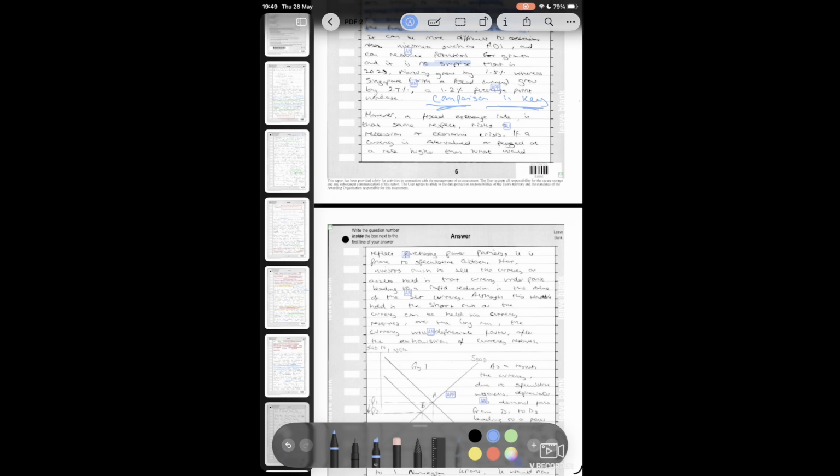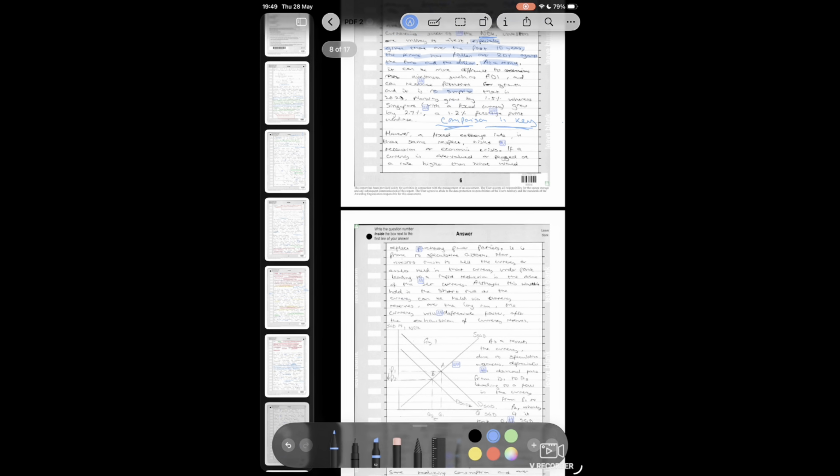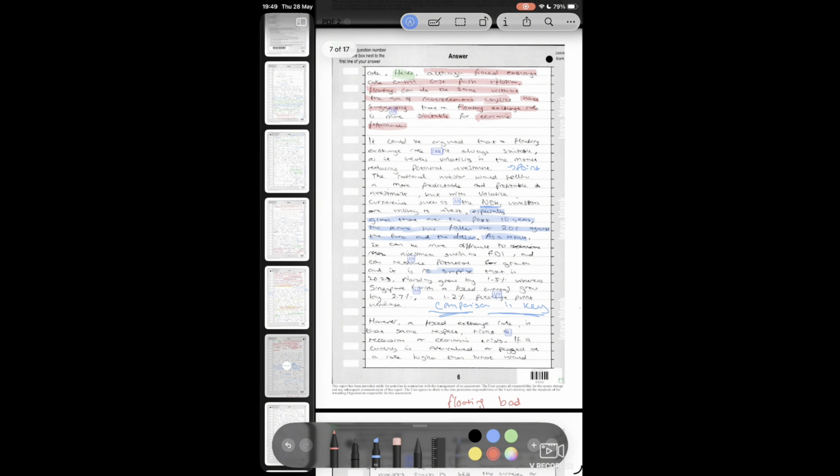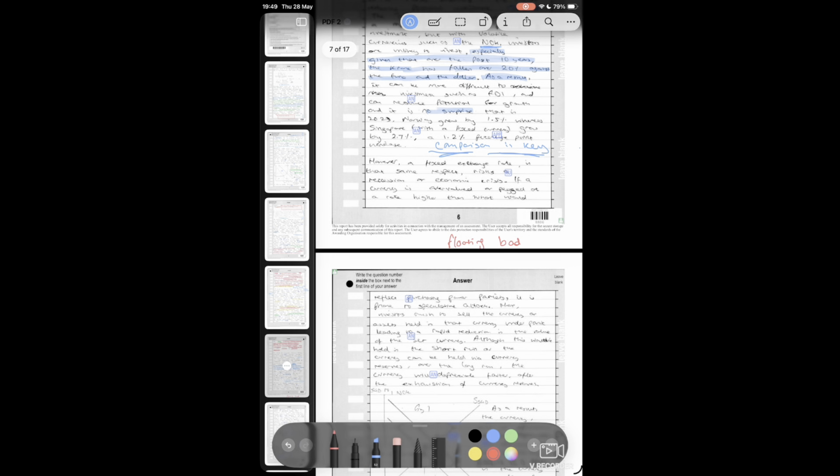However, a fixed exchange rate, in that same respect, risks a recession or economic crisis. So what I've done is, so if I just write this in red, I've done floating in my second part. Floating is bad because look what it does. It creates volatility. It's just making investors uncomfortable.